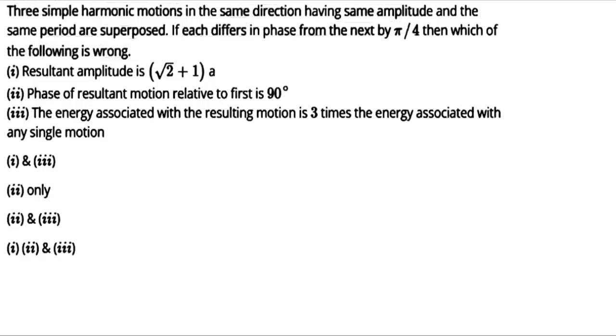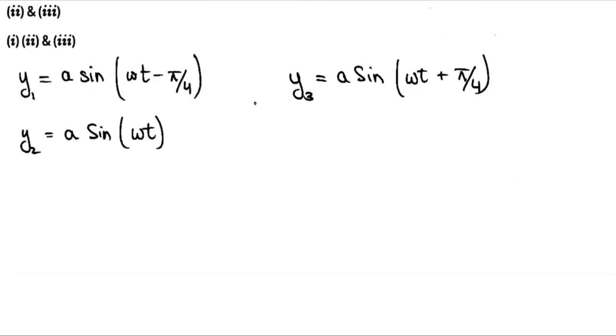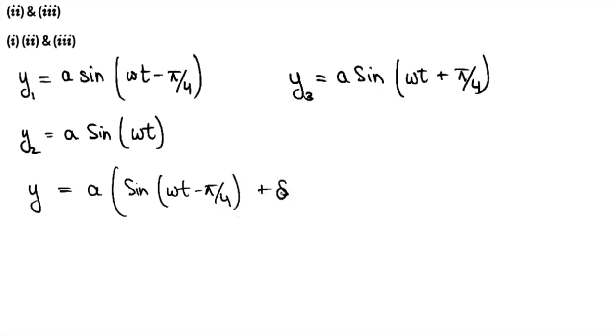To answer this question, we need to suppose the equations of three simple harmonic motions. Therefore, we suppose that these three are the equations given to us in the question. On superimposing these, we can write that the resulting SHM, which can be denoted by y, will be equal to A multiplied by sine omega t minus pi by 4, plus sine omega t, plus sine omega t plus pi by 4.